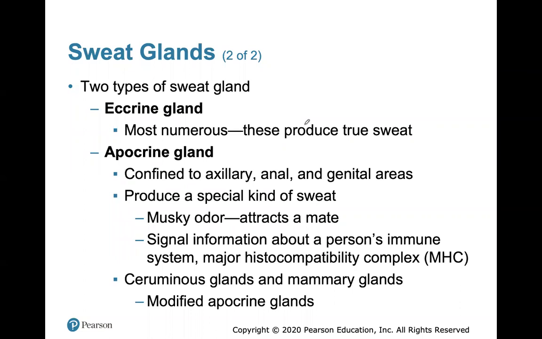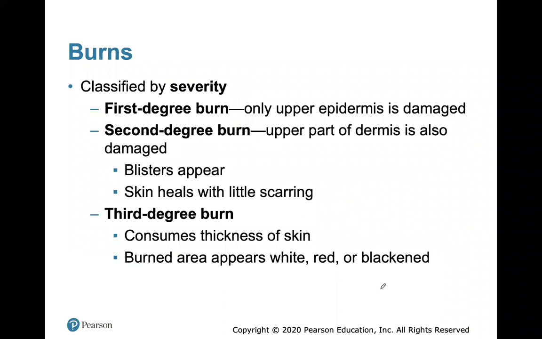There are two types of sweat glands, eccrine and apocrine. Eccrine are the most numerous, producing true sweat. Apocrine are in your armpit, that's the axillary, anal, and genital areas. They produce more of a special kind of sweat that has a musky odor. And the ceruminous glands and mammary glands also are modified apocrine glands.